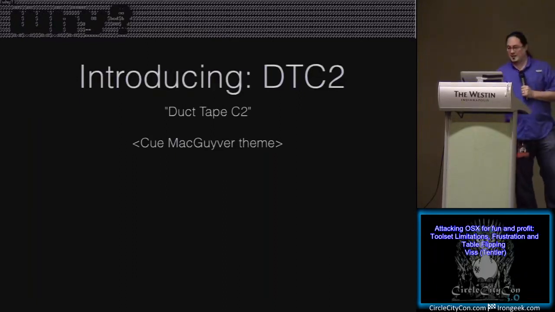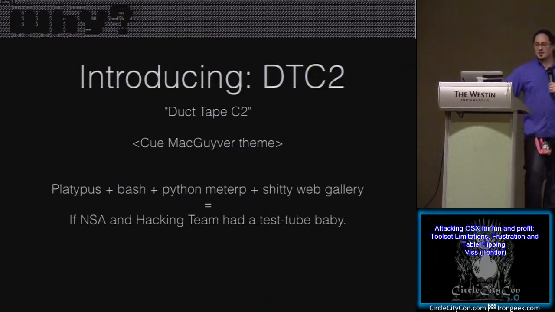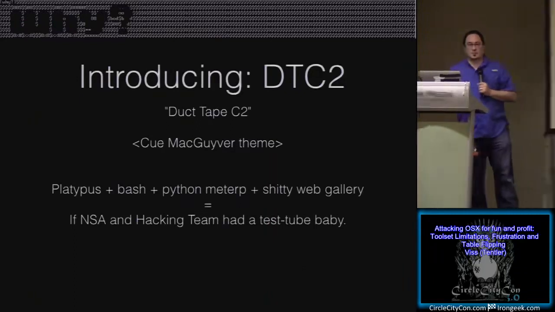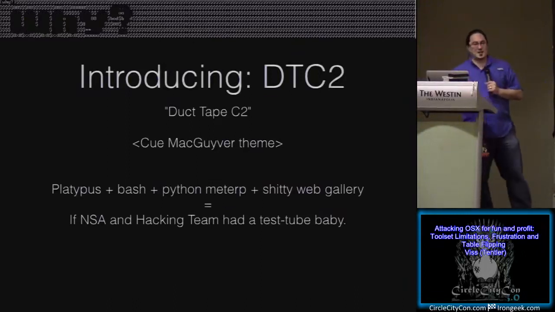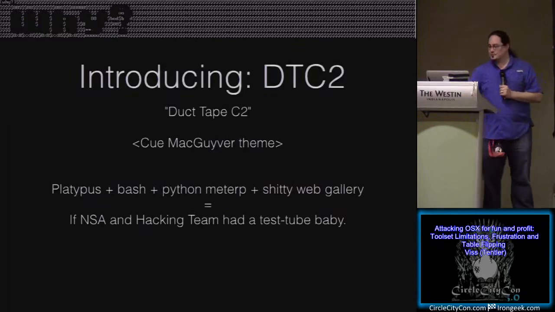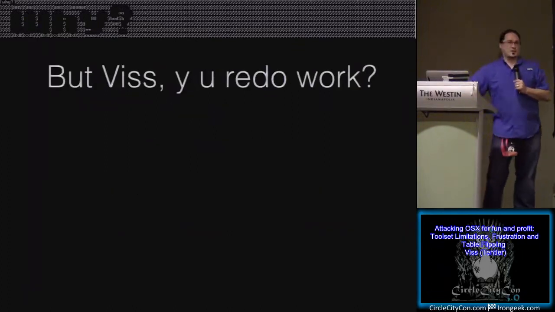Basically, Duct Tape C2 is Platypus plus Bash and Python interpreter and a really, really crappy web gallery. And it's effectively like if NSA and Hacking Team had a test tube baby. But the first thing you'd ask is, but Vis, why are you redoing work?